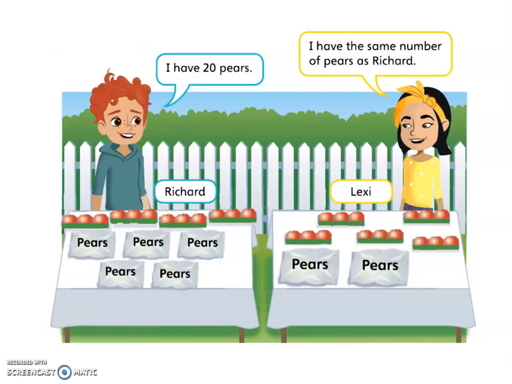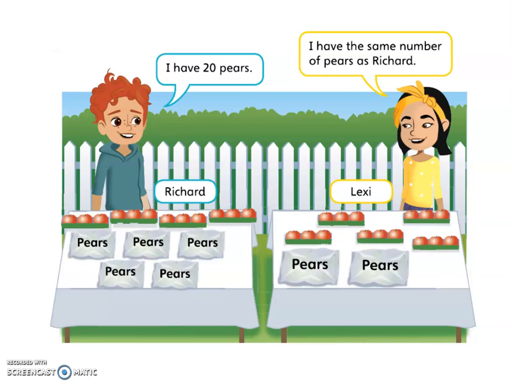So our second set of questions is Richard's bags each have the same amount of pears in them. And each of Lexi's bags have the same number of pears in them. So whose bag contains the least number of pears? And if we look at the speech bubbles, we know that in total, Richard has 20 pears. That means Lexi, because she's saying she has the same amount of pears as Richard, must have 20 pears as well. So Richard, 20 pears in 1, 2, 3, 4, 5 bags. And Lexi, 20 pears in 1, 2 bags.